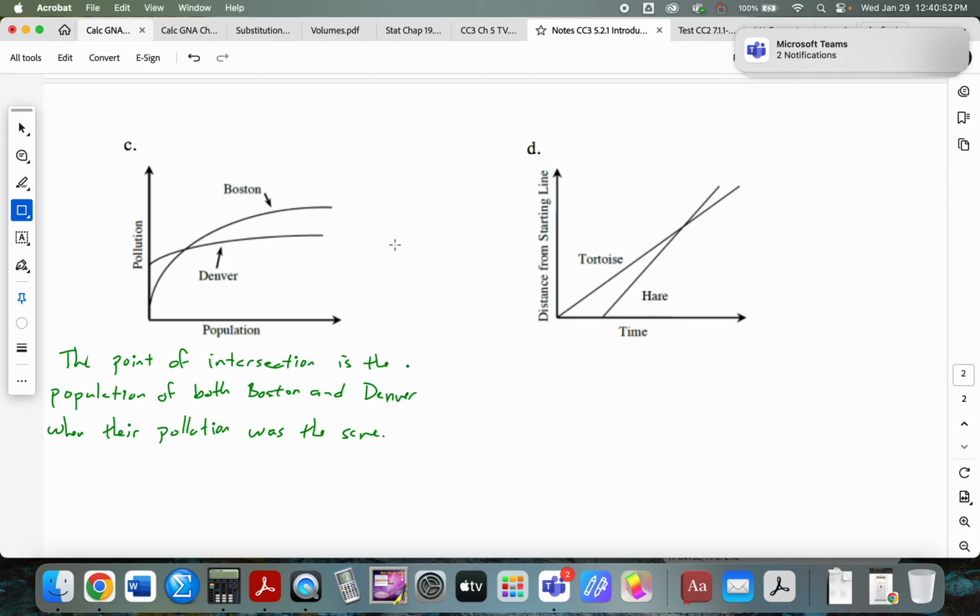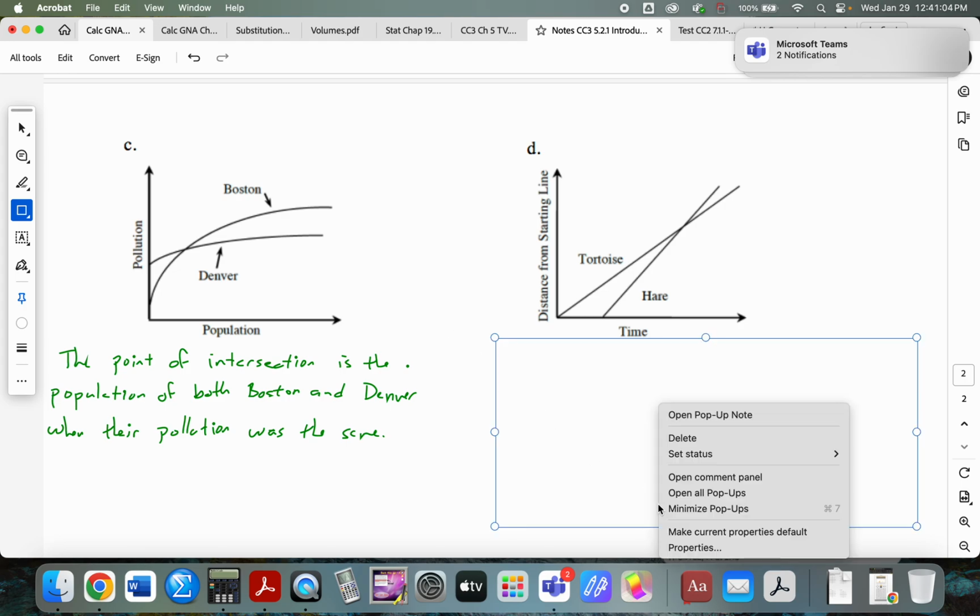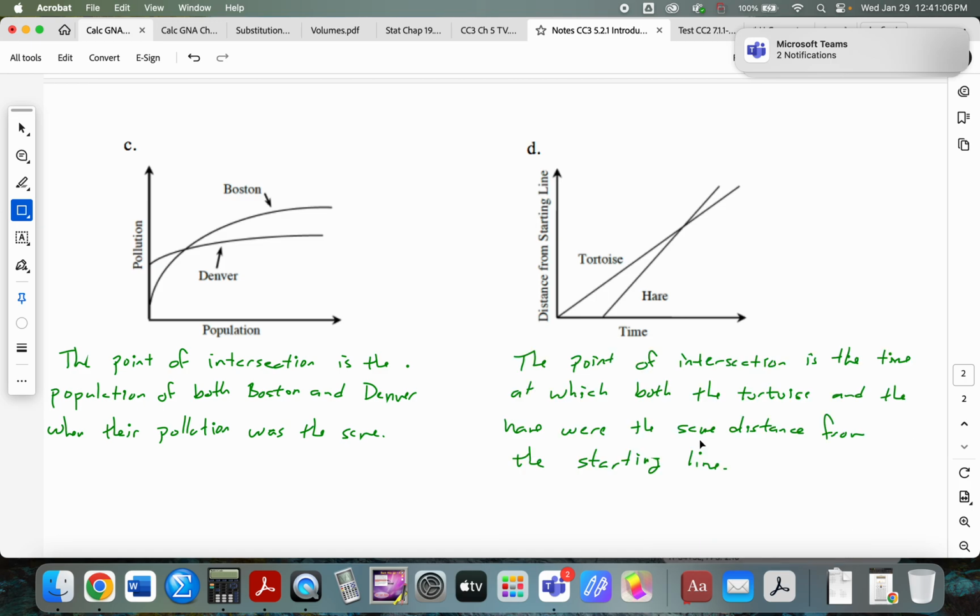Let's see, who's lucky contestant number 2? Number 3, there's no one sitting there, so I guess it gets to be me. So the way I wrote it is this way. The point of intersection is the time at which both the tortoise and the hare were the same distance from the starting line. Something like that. Anyone have any questions about how they wrote it and whether or not it's acceptable as full credit for the answer?